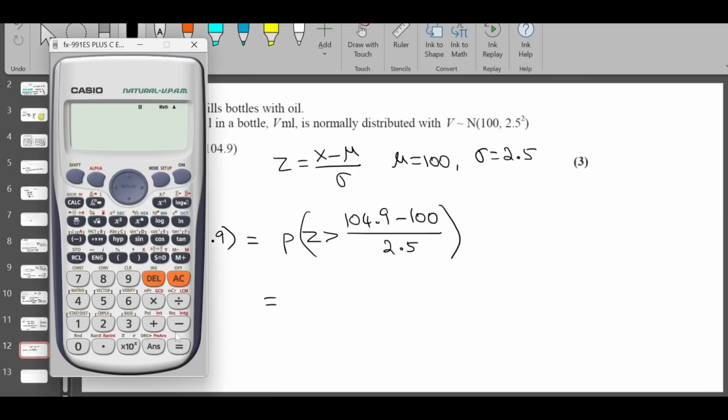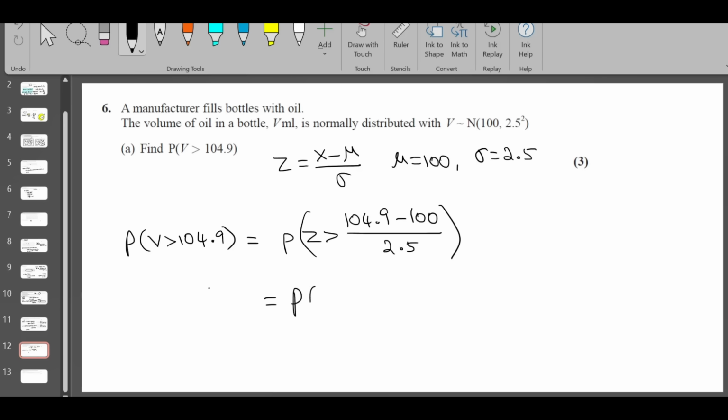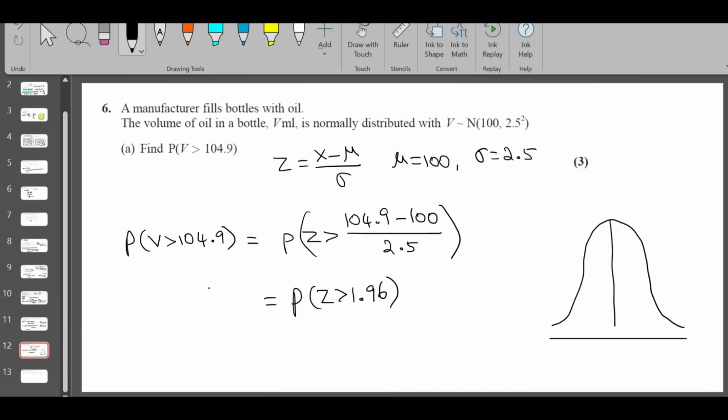So it's basically 4.9 over sigma, which is P of z is greater than 1.96. So how do you find the value on the right hand side of 1.96? Take this bell curve. You have 0 here, let's say 1.96 is here. So when it says z is greater than, they are talking about this area. How do we find this area?